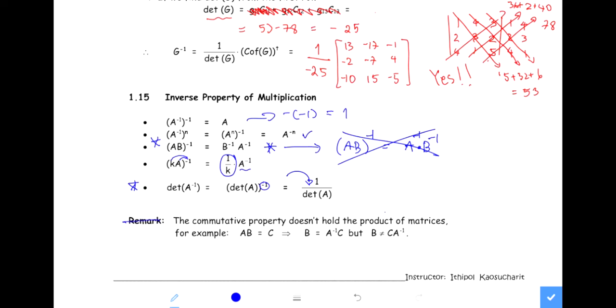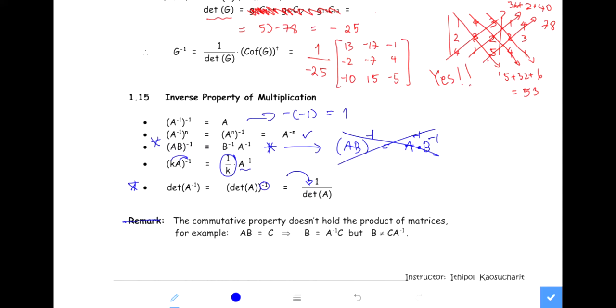Next, we're gonna go for the remark. Commutative property doesn't hold for the product of matrices. What's the meaning of that? So you look at here. I think I taught you a little bit about this in class today, because we did some pad 1 exam in the classroom.